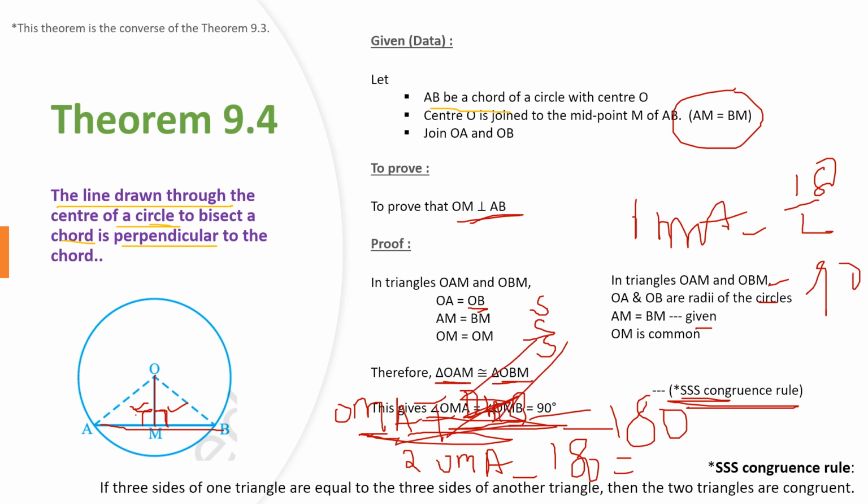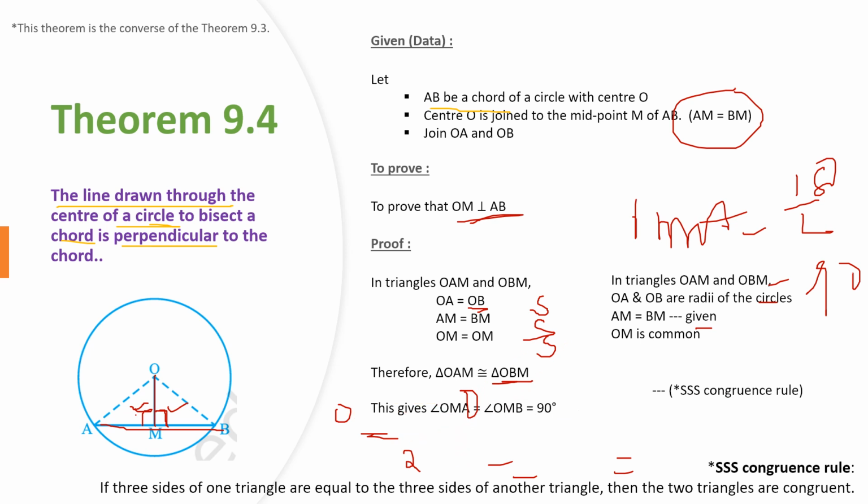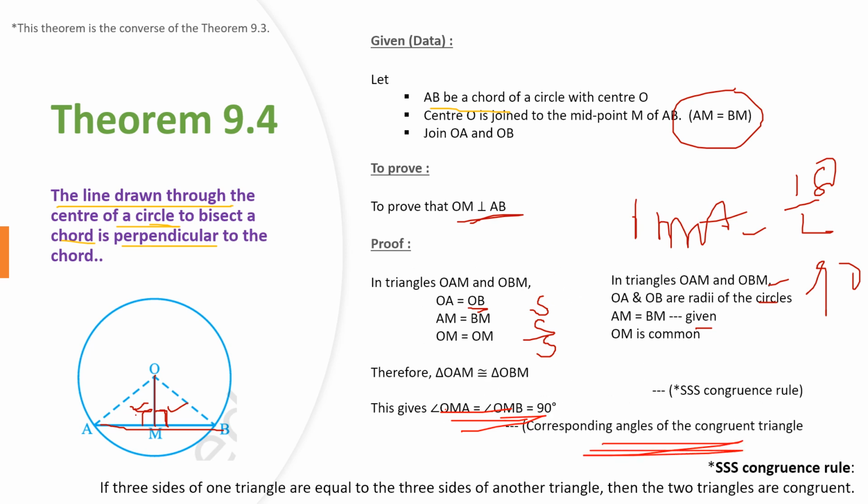We proved, right? We proved OMA is equal to OMB. And this is by CPCT: corresponding angles of congruent triangles are equal. Right. Done.